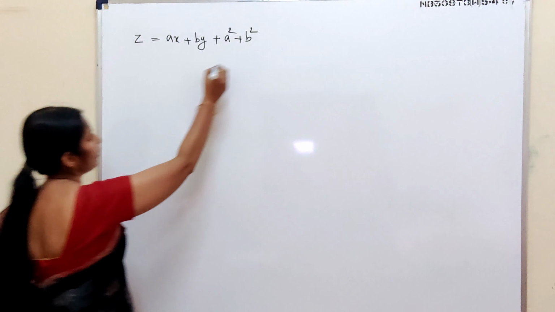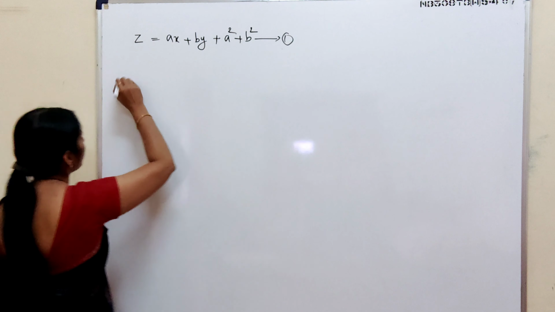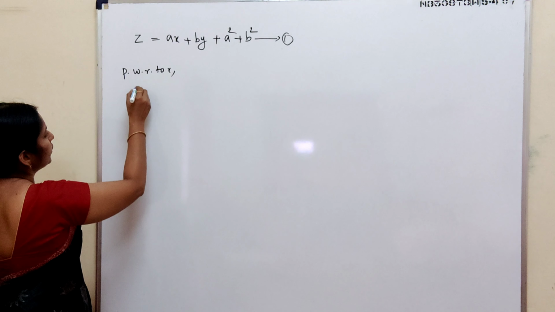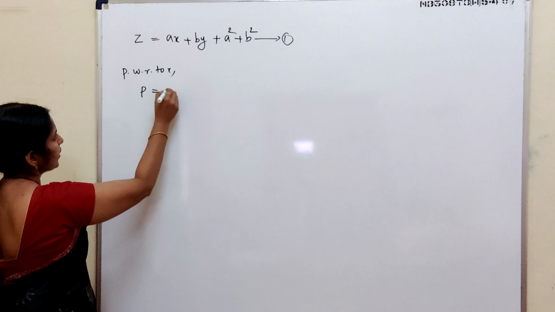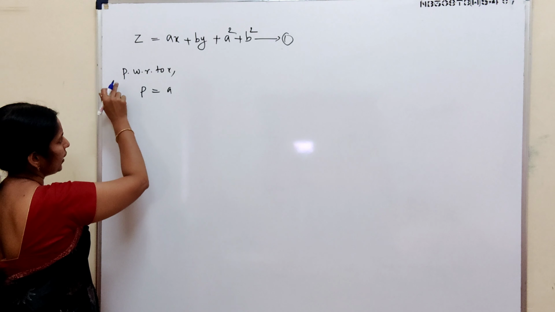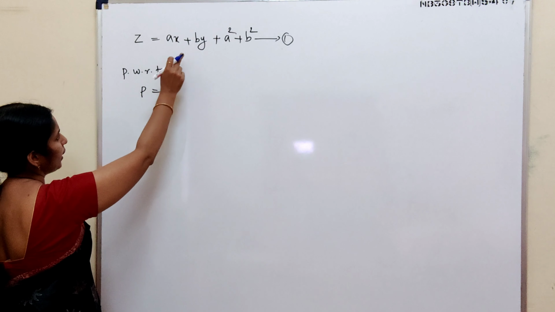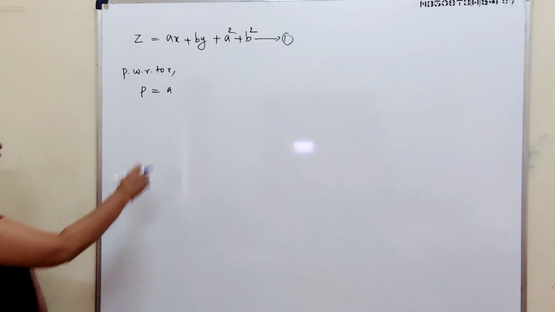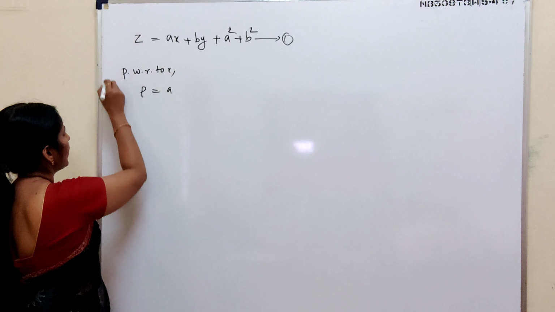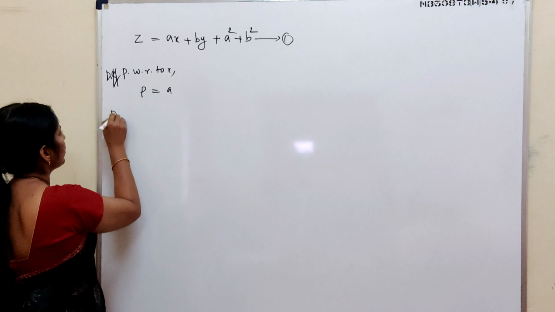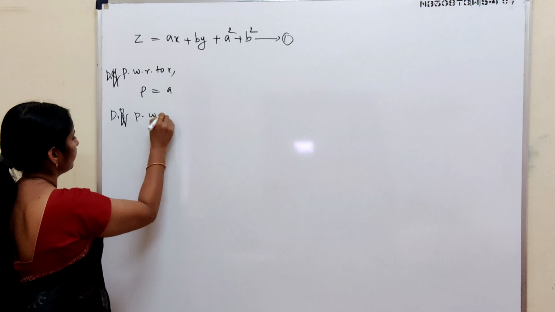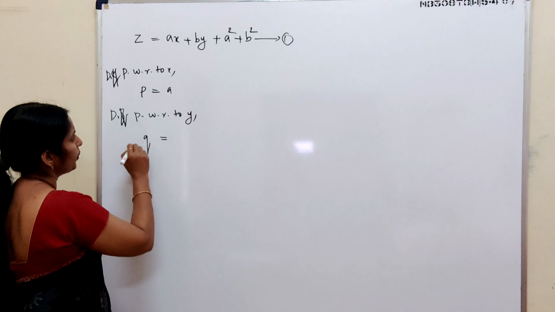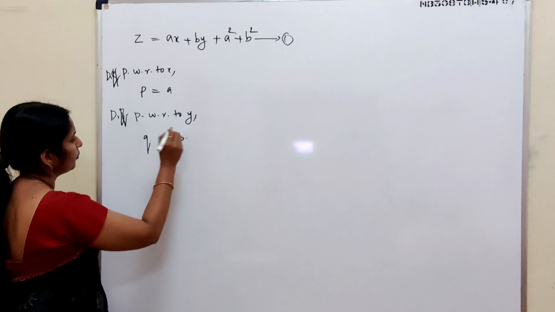For that, you differentiate one partially with respect to x. So we have dou z by dou x, that is p is equal to a. While differentiating partially with respect to x, we have to keep all other variables as constants. So the only variable is x, so the derivative is a. Next you differentiate partially with respect to y. What is left side? It is q. Q is equal to b.